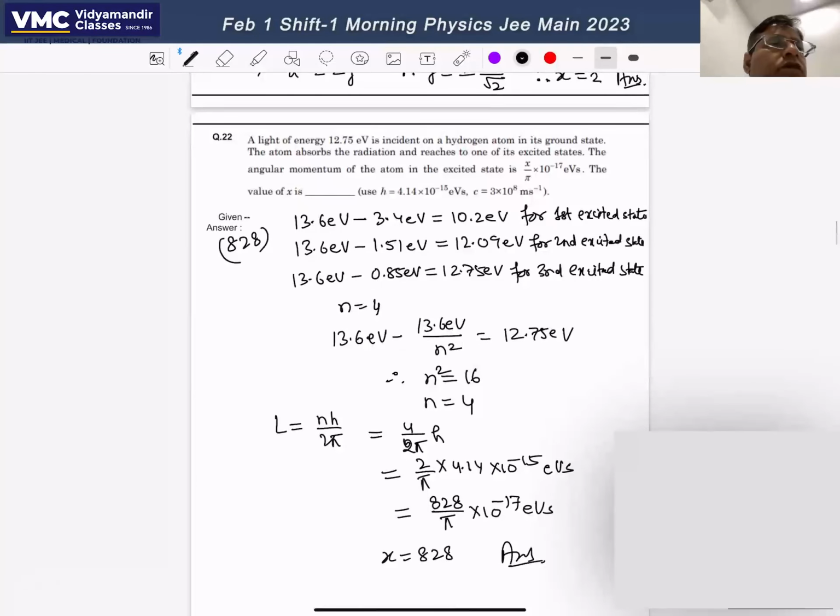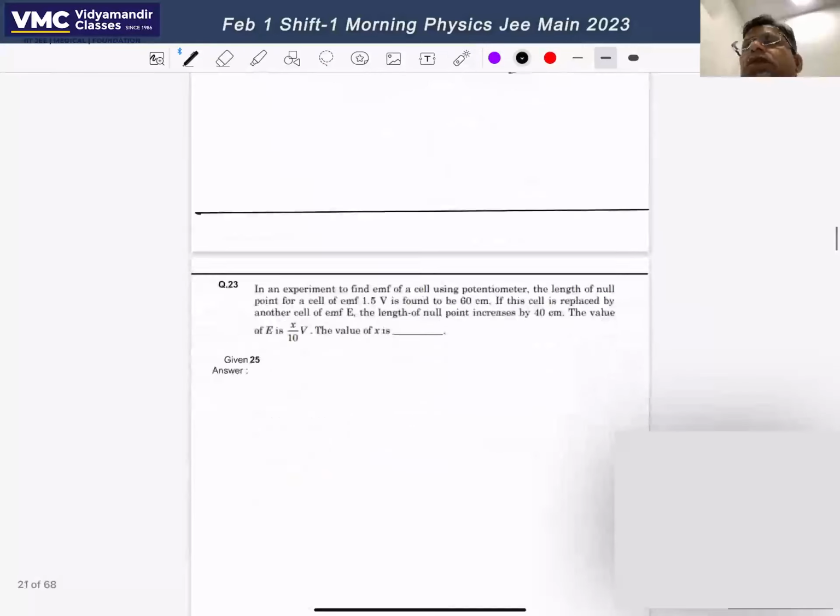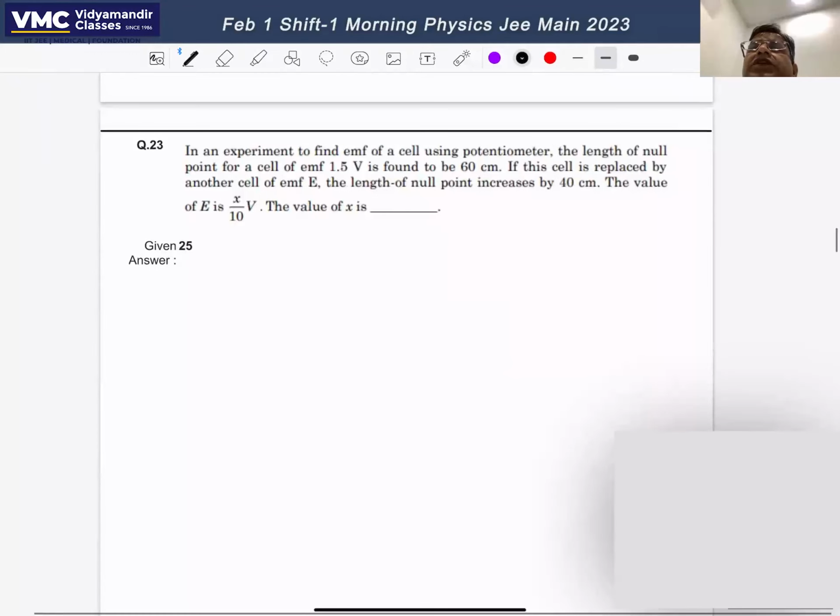Question 23. In an experiment to find the EMF of a cell using a potentiometer, the length of null point for a cell of EMF 1.5 volt is found to be 60 centimeter. If this cell is replaced by another cell of EMF E, the length of null point increases by 40 centimeter. The value of E is x by 10 volt. The value of x is.